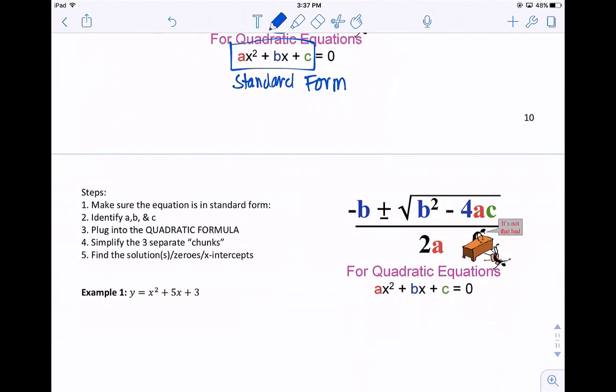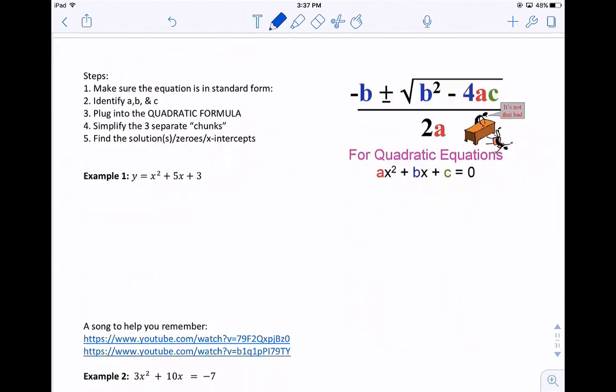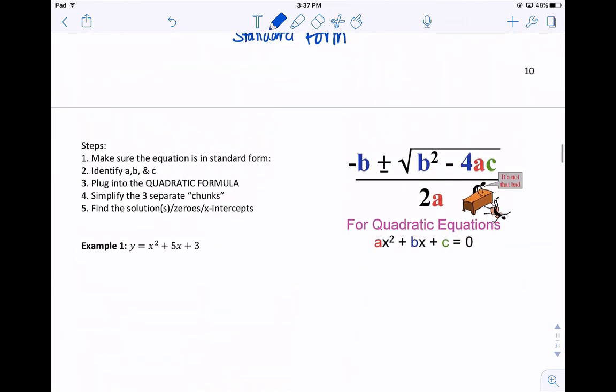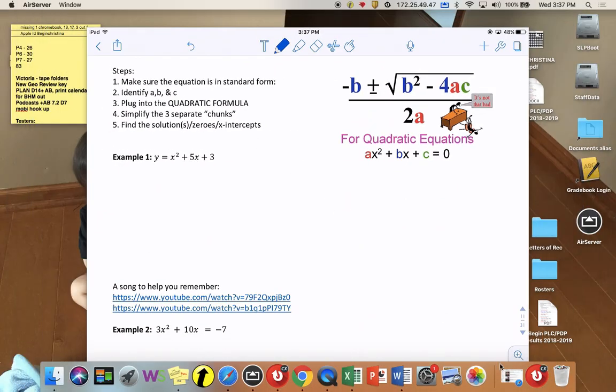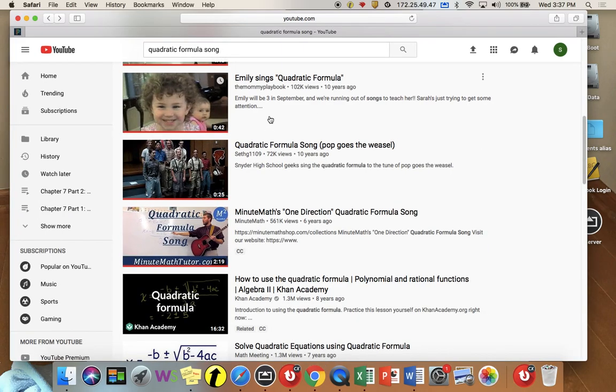All right, so here are the steps for using quadratic formula. Oh, and there's a song to help you remember how to put it in. So I'll show the video in class, but there's a bunch of them. But the one to Pop Goes the Weasel is the one we watch in class.